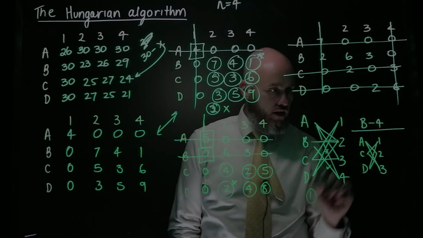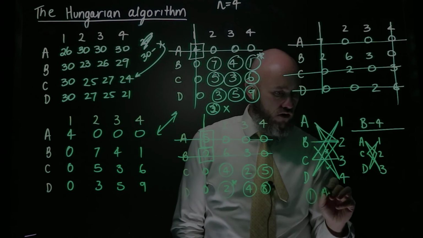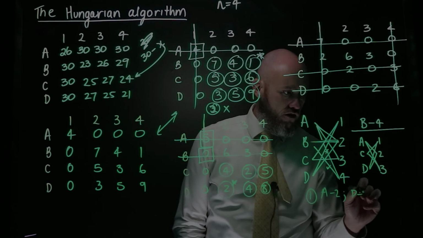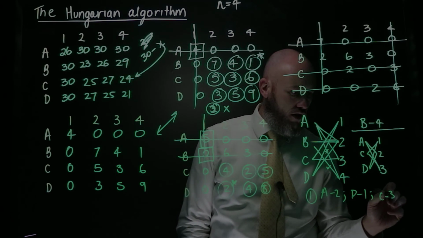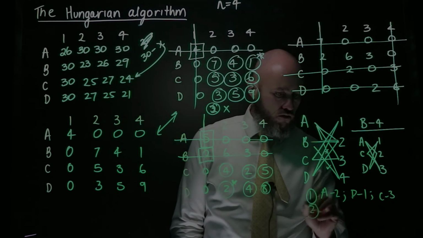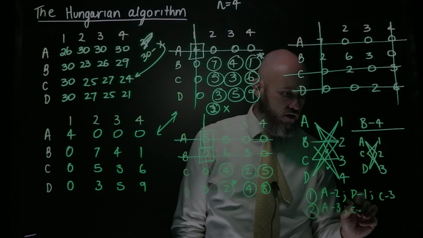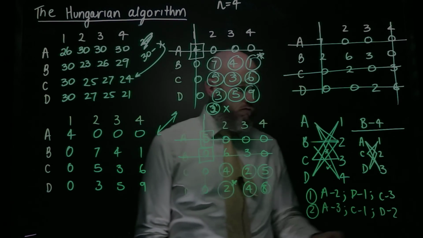Solution 1 is coupled with B goes to 4. What if A goes to 2? If A goes to 2, then D can't go to 2, which means D goes to 1. If D goes to 1, then C can't go to 1, which means C goes to 3. Or option 2 is A doesn't go to 2, A goes to 3. And then C goes to 1 and D goes to 2. So they're my 2 options.